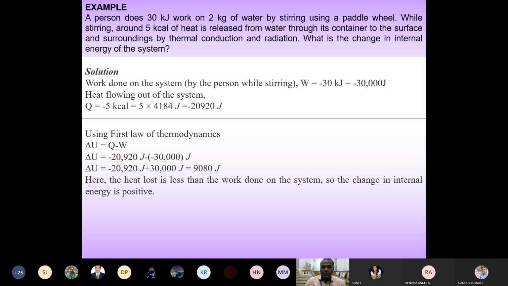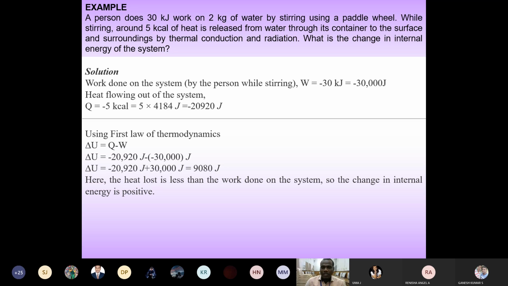So using the first law of thermodynamics, we know the equation: delta U is equal to Q minus W. So we can substitute the values: minus 2920 minus of minus 30,000. Then we can calculate delta U as 9080 joule. Why did the sign change into plus? Here the heat lost is less than the work done on the system. So the change in internal energy is positive, right?